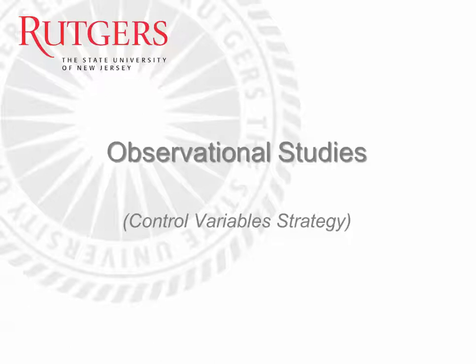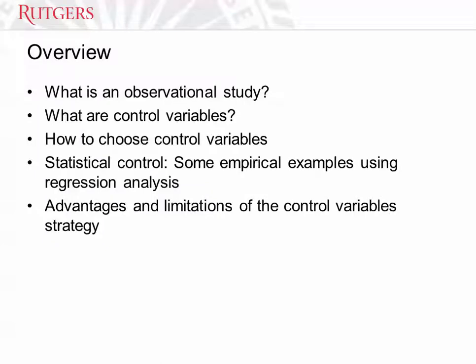So for that reason also, it's important to know how to nevertheless try to get at cause and effect with observational data. So we'll take a look at what an observational study is, and then we're going to look at the main way in which researchers try to account for the weaknesses that we talked about last week, and that is to control for variables that might be common causes or distorting variables at work in the background. So we'll look at what control variables are, and we'll think a little bit about how to choose control variables, and then look at the way it appears statistically.